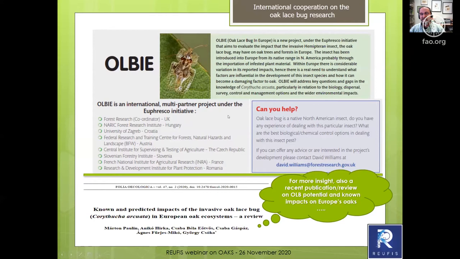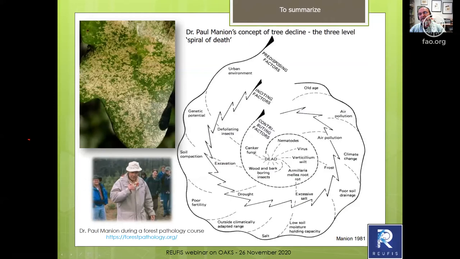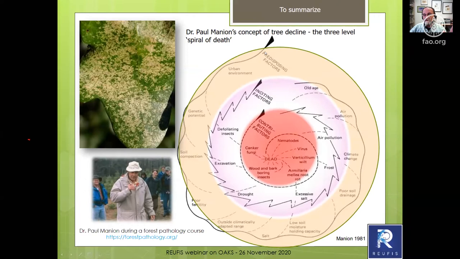I will summarize now and use a concept very dear to me, from a phytopathologist from the US, Dr. Paul Manion: the concept of tree decline, which we could speak about for at least 15 minutes. Just to give an idea how the predisposing, inciting and contributing factors play out and sometimes finish with a deadly outcome.